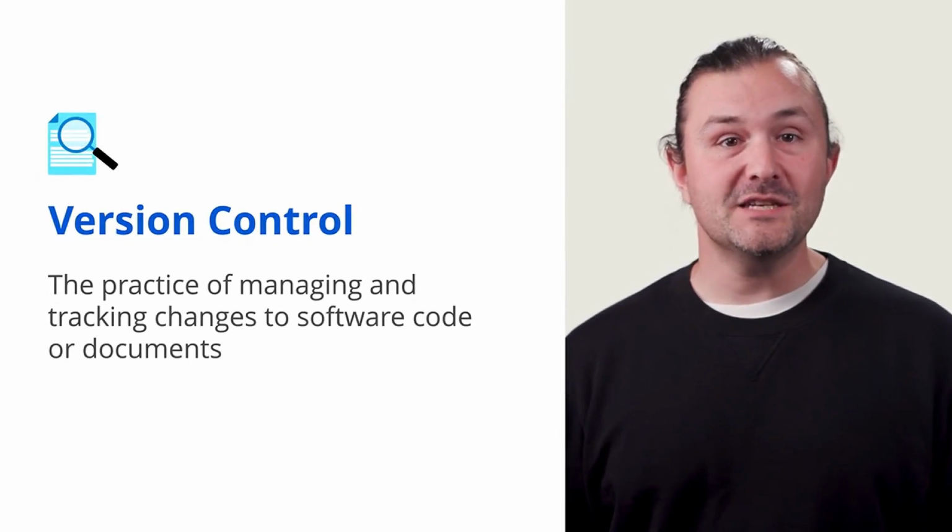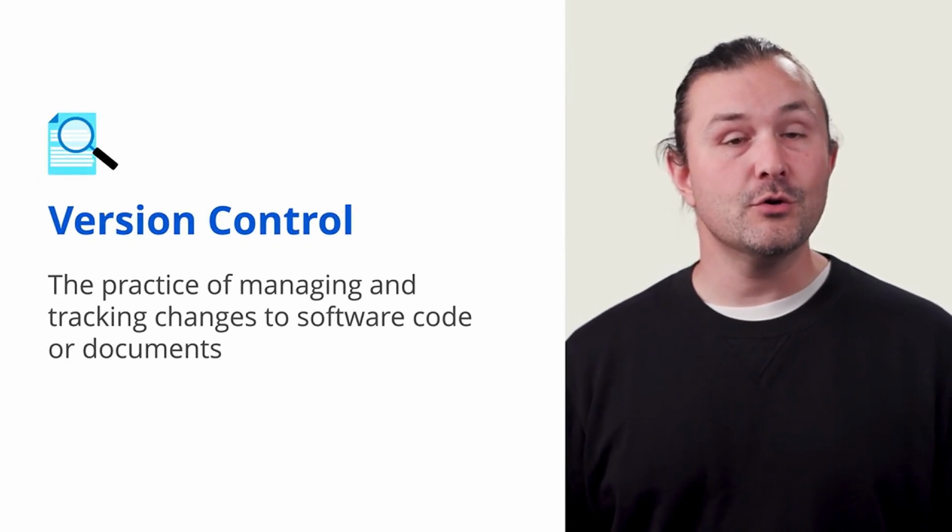Version control is the practice of managing and tracking changes to software code or documents. Version control is essential in modern technical projects, often involving hundreds of individuals working on different parts of the system. It allows everyone to work simultaneously while ensuring the development of a complete functional product. Now let's examine the tools that make this practice possible.